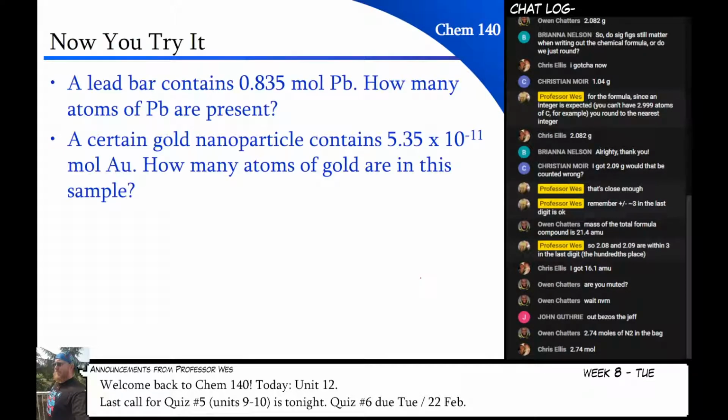All right. Here's 2 more problems. I'll have you do them. So I have this many moles of lead. How many atoms is that? And then I have this tiny, tiny gold nanoparticle. Here's how many moles I have, which is a very small number. How many atoms are in a nanoparticle? So those are basically the same problem, so do one of them in the next 3 or 4 minutes, and we'll go over the answer to both.